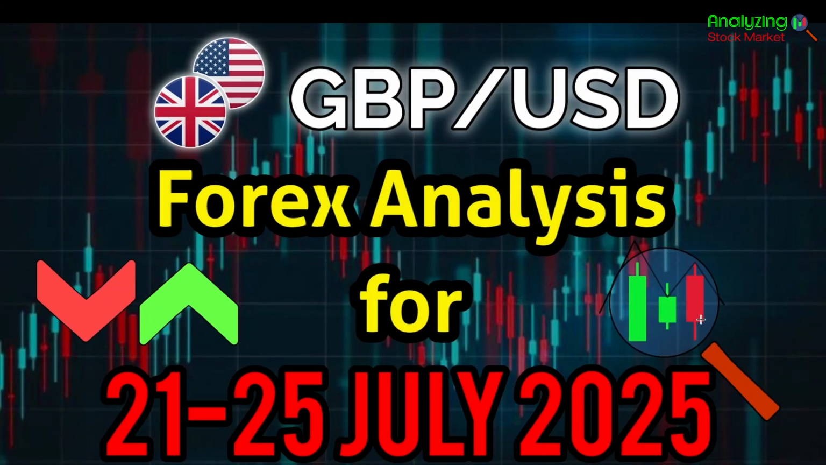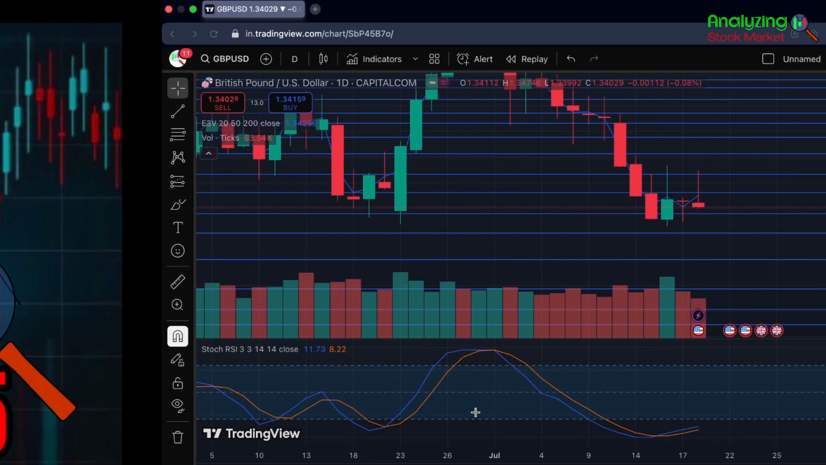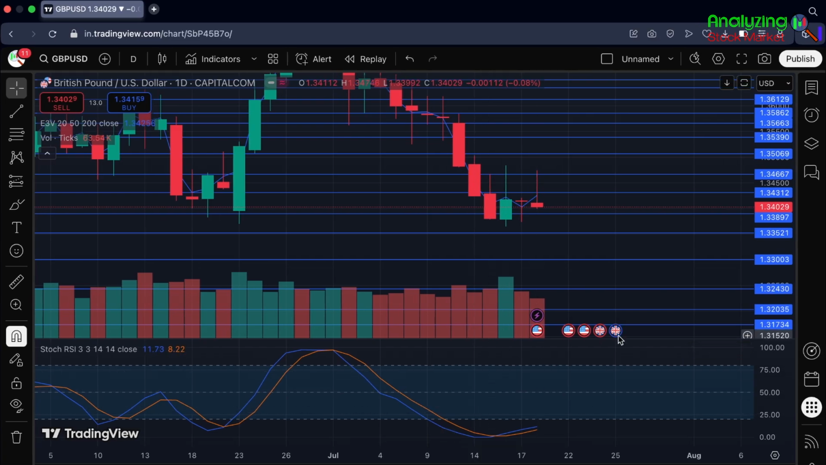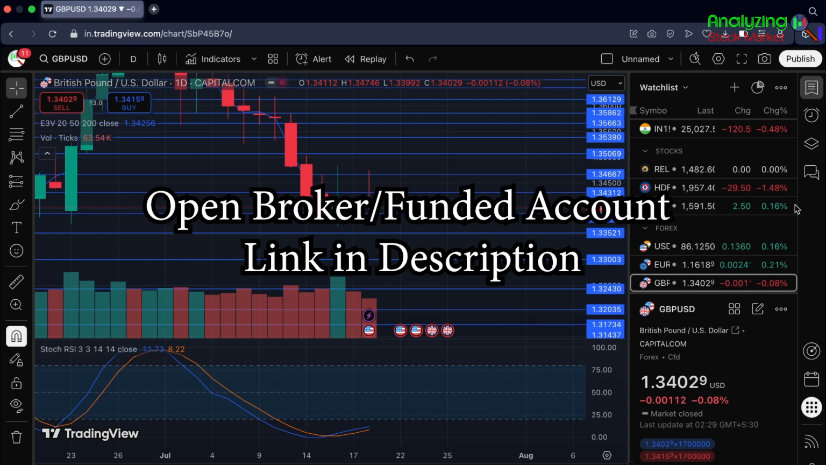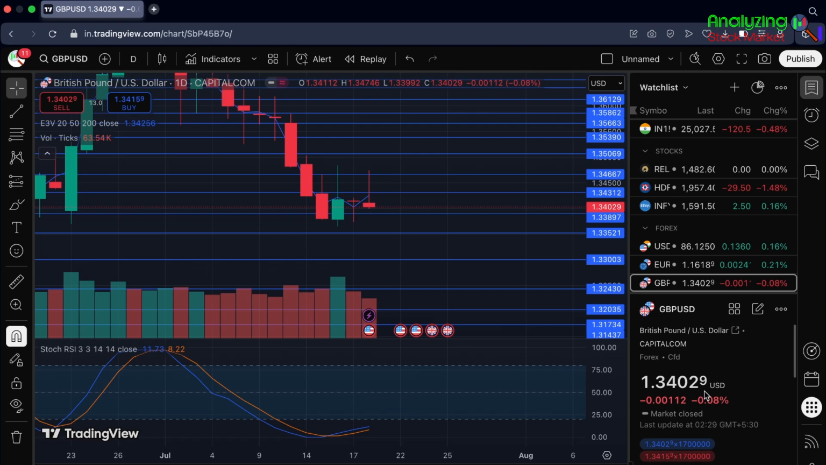So today we'll be talking about the GBP USD pair and we'll do the Forex analysis for 21st July to 25th July 2025. So let's go straight to our chart. First, let's see what happened in GBP USD on Friday. As you can see, GBP USD made a 0.08% negative move, with 1.34029 as the closing on Friday. Now we'll be talking about what is going to happen in the coming week.